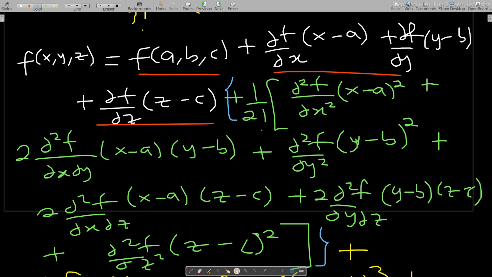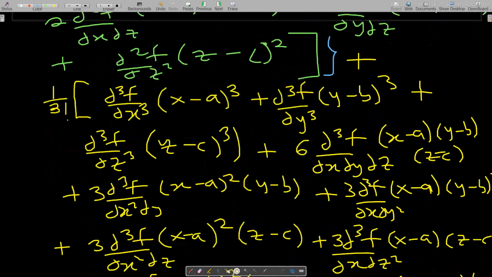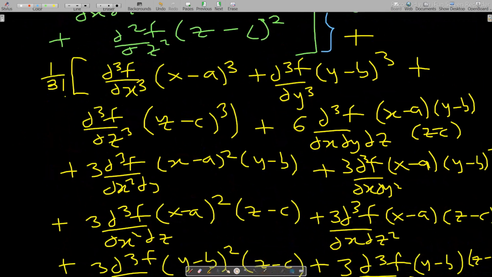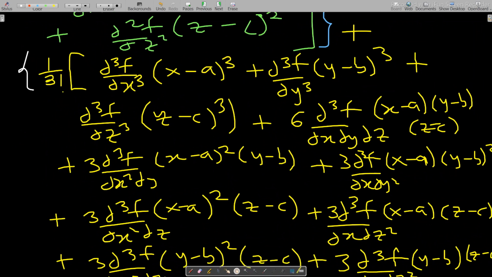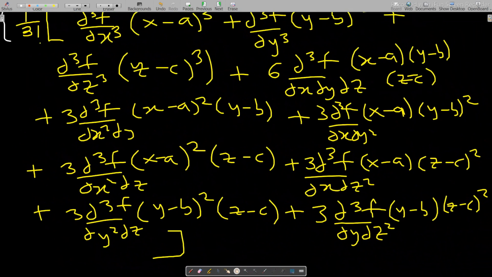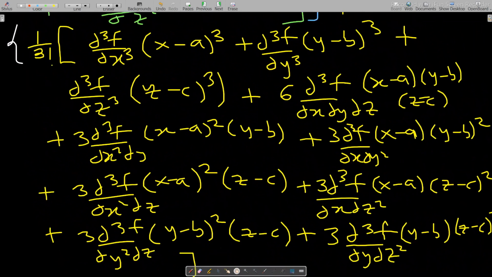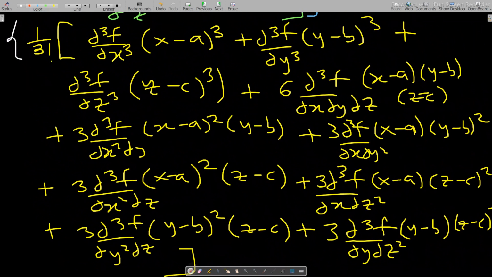Okay, so then you go ahead and also add it to this part where our third derivative starts from here, 1 over 3 factorial. Then go ahead and add 1 over 3 factorial, and then it ends at this place.